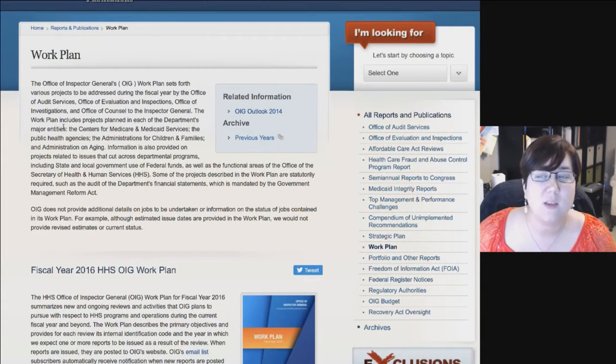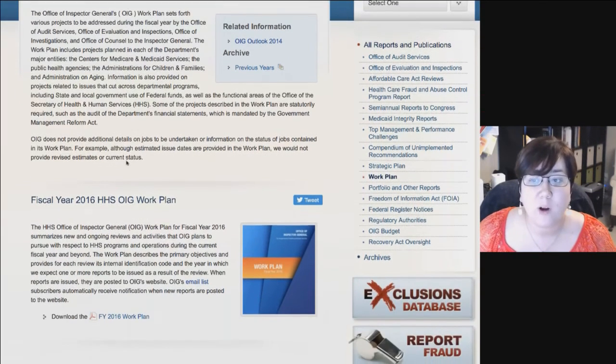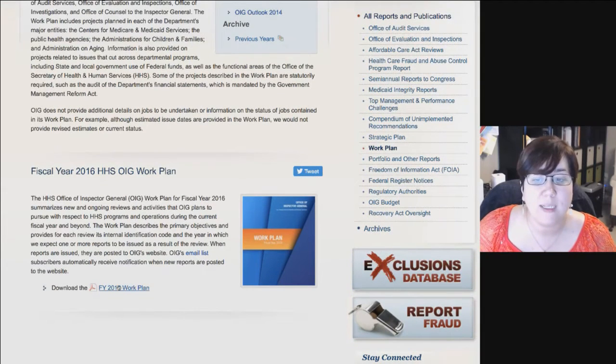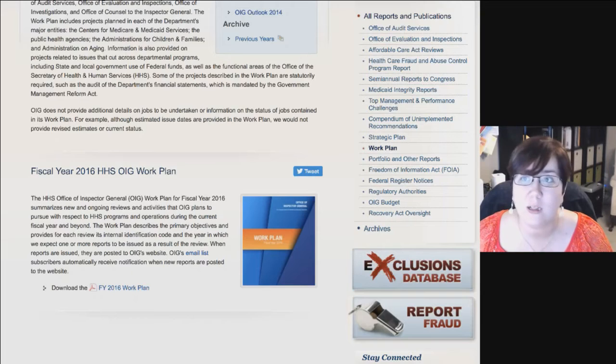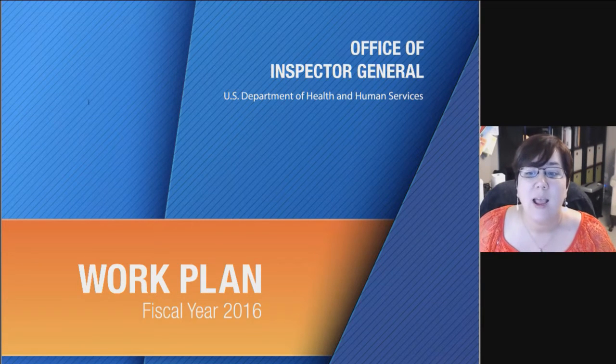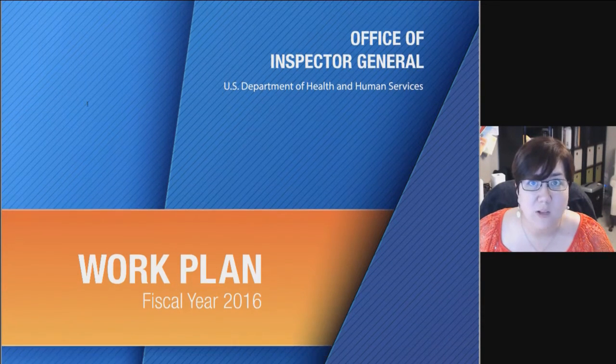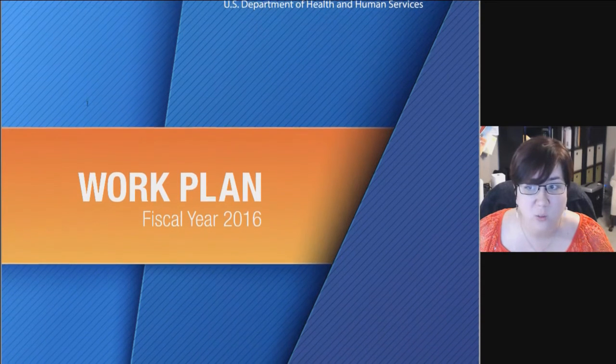All of this work plan is designed to help you identify those areas for different populations of your patient segments, and what the OIG and CMS are going to be looking for in the upcoming year. If you scroll down a little bit farther on their page, you can actually download the current year work plan. I've already clicked on that and have it open, so I'm just going to click to the next tab over, and you'll see it says Work Plan, current fiscal year, in this case fiscal year 2016.